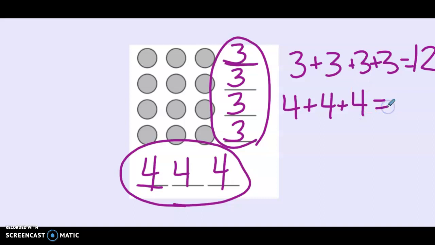Oh, that was just the array we just did. But we still get 12. No matter which equation we use, we should get the same answer since there's only 12 circles on our problem.